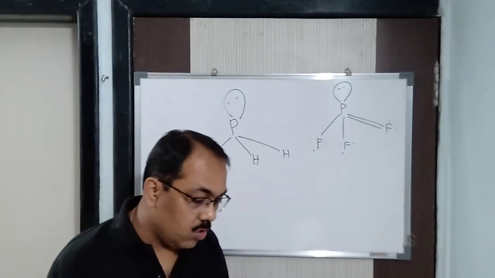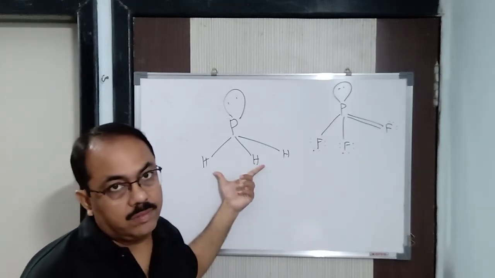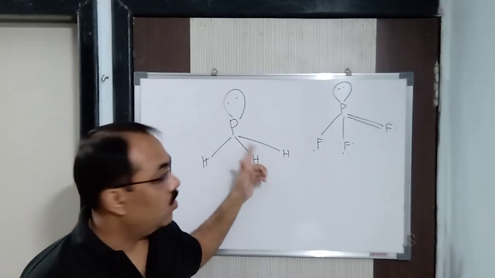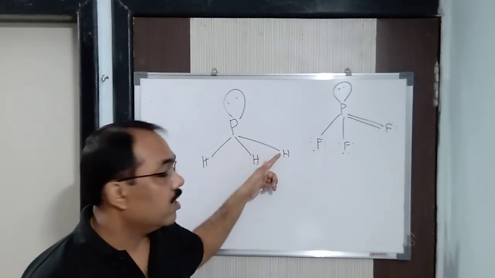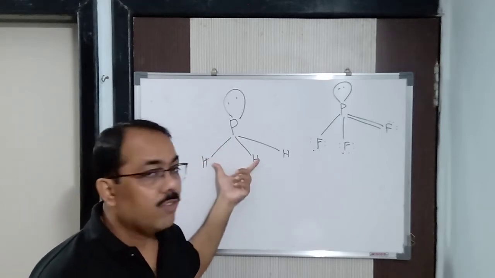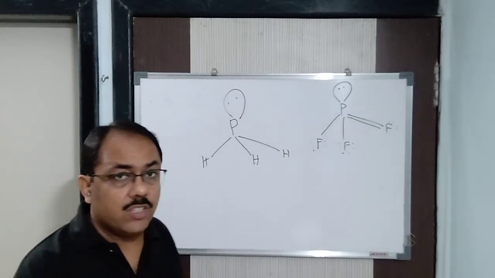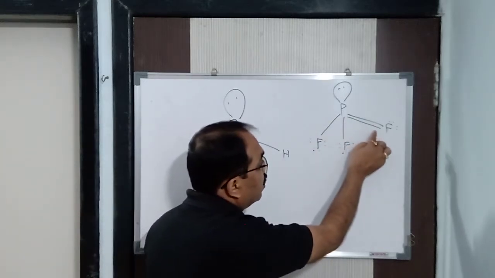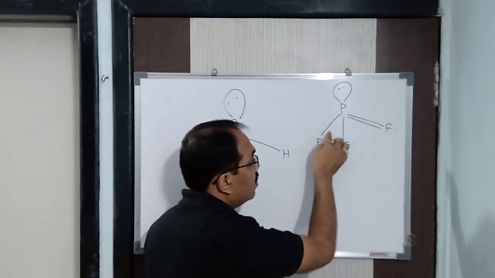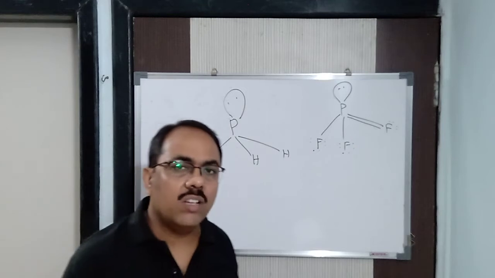So there is no possibility for the formation of a double bond in PH3, because hydrogen has 1 electron only. So 1 electron from phosphorus and 1 electron from hydrogen they share, and we have a single bond. But there is a possibility of forming a double bond in PF3. Due to resonance, you will find a double bond here. Then you will find another canonical structure with a double bond here, and in another canonical structure, a double bond here. It is going to rotate, isn't it? You will have a different canonical structure.